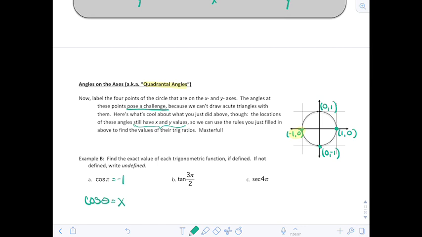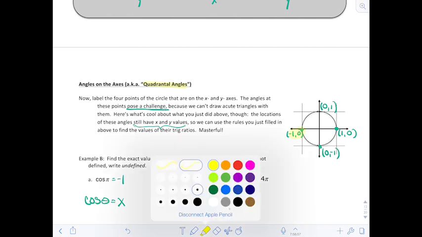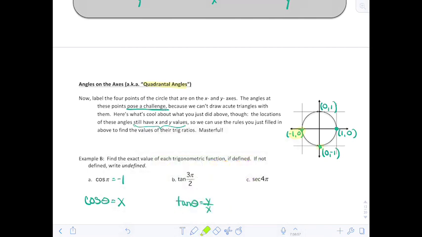Tangent of 3 pi over 2. We just related the tangent of theta to being y over x. And if I go look at 3 pi over 2 down here, my y over x would be negative 1 over 0. Now I'm not allowed to have 0 in the denominator, so the tangent at 3 pi over 2 is undefined. It actually doesn't exist.